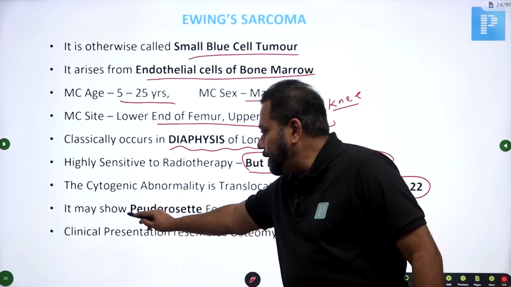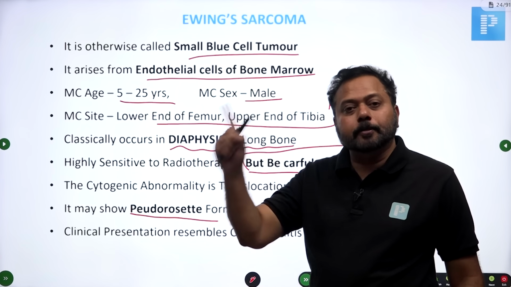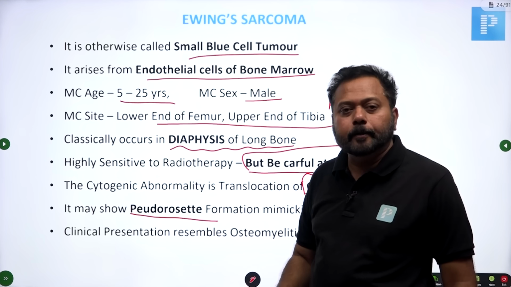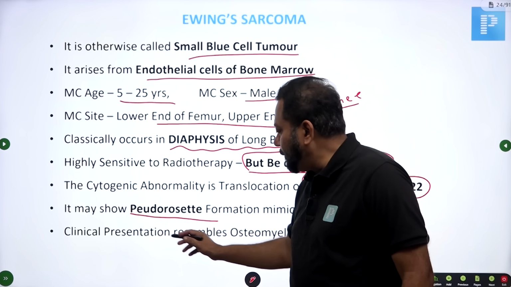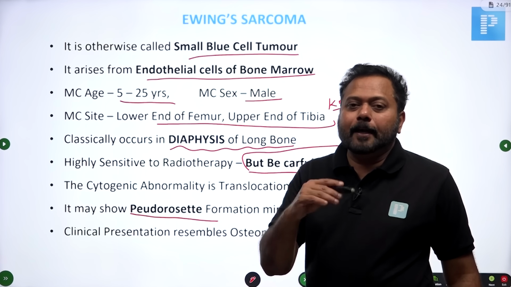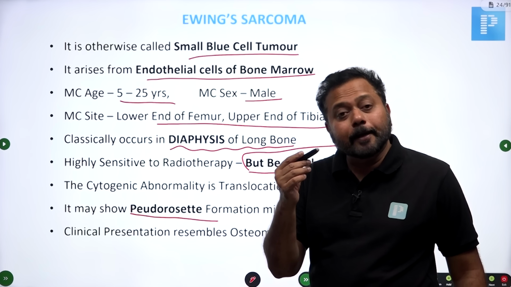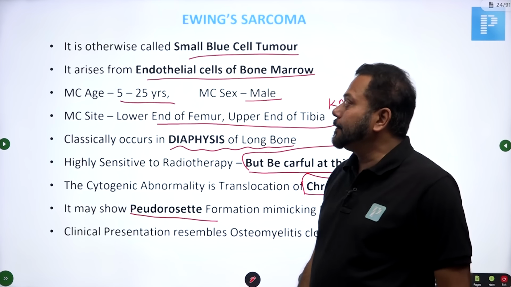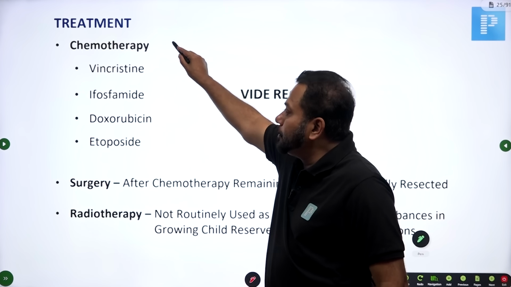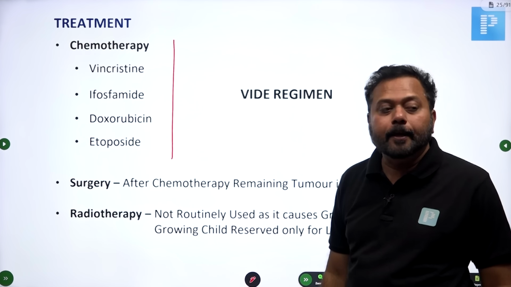And they present with pseudo rosette formation. True rosette is osteogenic sarcoma. Pseudo rosette is Ewing sarcoma. Very important, asked question. Clinical presentation resembles osteomyelitis, because of waxing and waning of symptoms, bone pain. Some patients can present to you even with pus. And the chemotherapeutic agent for Ewing sarcoma, please don't forget, it's called VIDE regime.